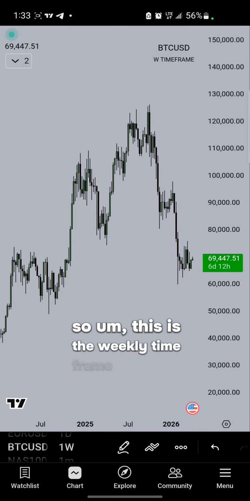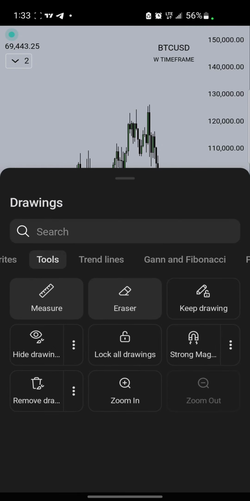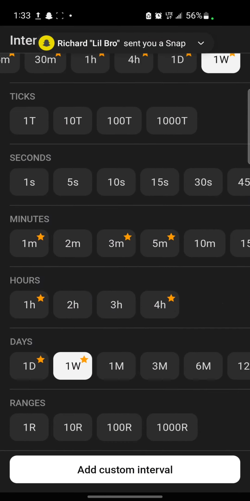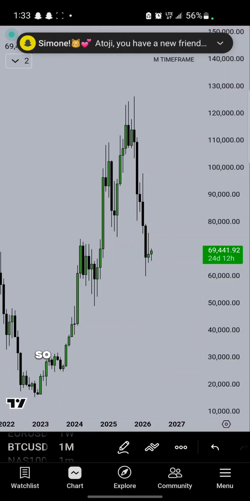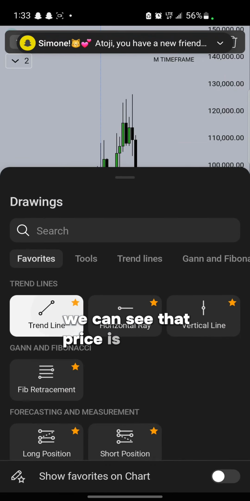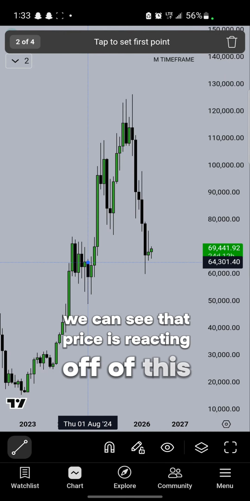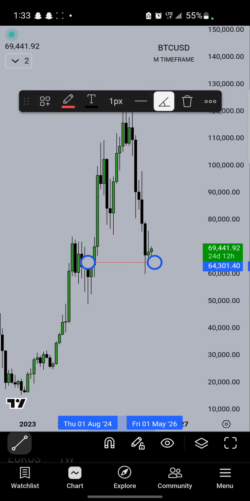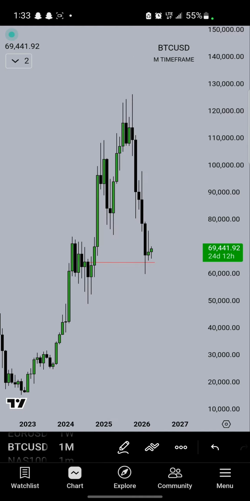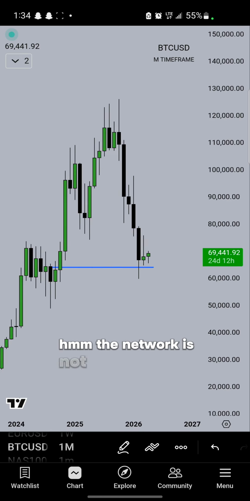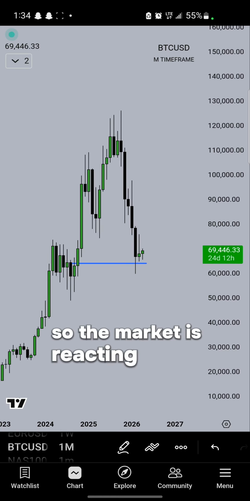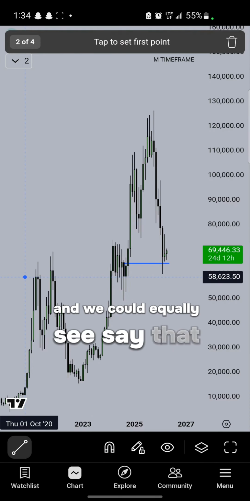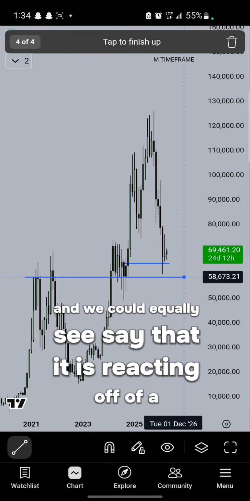This is the weekly time frame, and what are we seeing? Let me go to the monthly time frame first. For the monthly time frame, we can see that price is reacting off of this bullish order block. The network is not really stable, so the market is reacting off of this bullish order block, and we could equally say that it is reacting off of a support level.